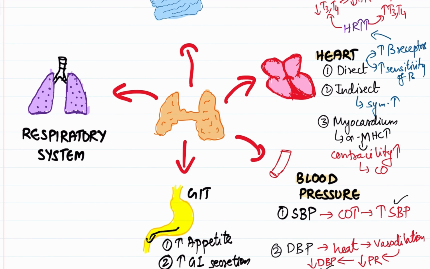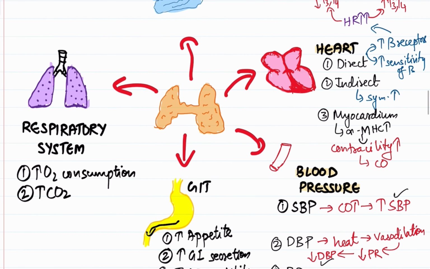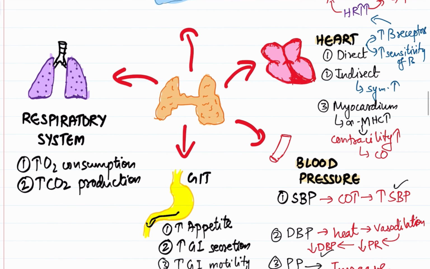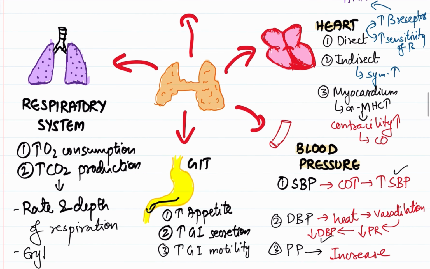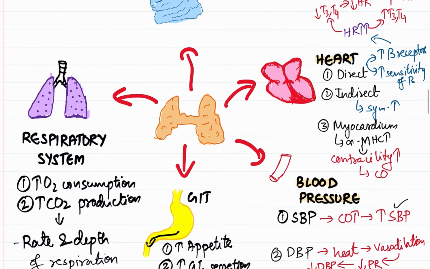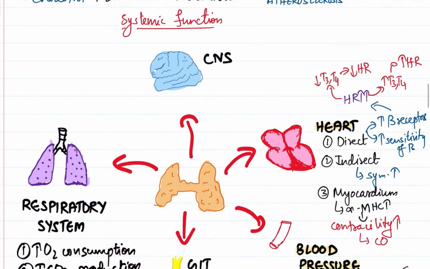Now we move on to the respiratory system. In the respiratory system, as we have said, the BMR is increased, so the oxygen consumption is increased. Also, because of metabolism, the cells will produce large amounts of carbon dioxide as well. So there are going to be increased oxygen consumption and carbon dioxide production, and they will act on the brain and increase the rate and depth of respiration. Apart from this, there is also erythropoietin stimulation, so that the oxygen carrying capacity is increased.